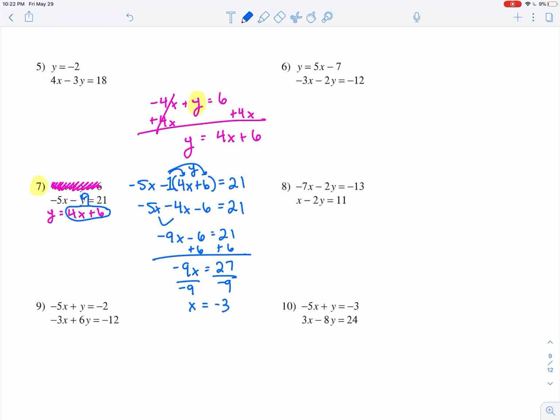Now, what do you think we're going to do with this value? That's right, you guessed it. We're going to take it and plug it in to this equation, because if you plug in x to this equation, it'll spit out a y value. Okay, so let's go ahead and do that.